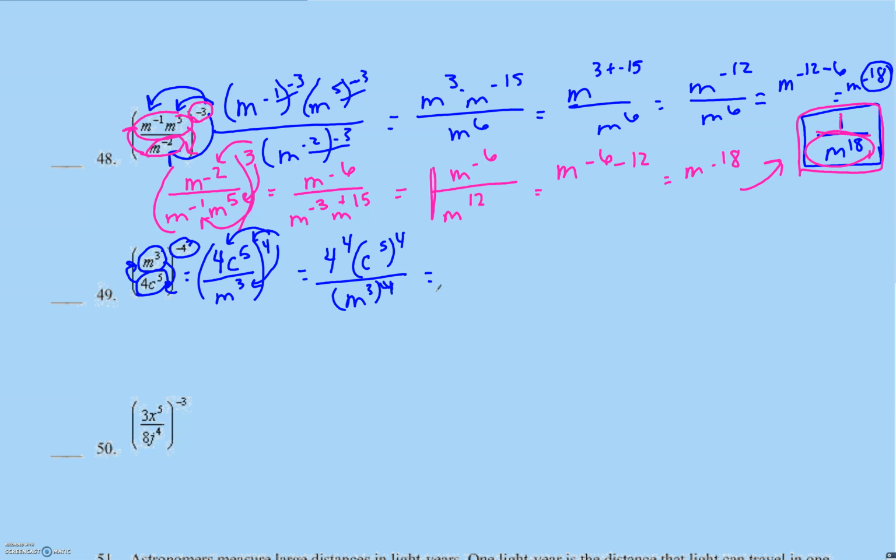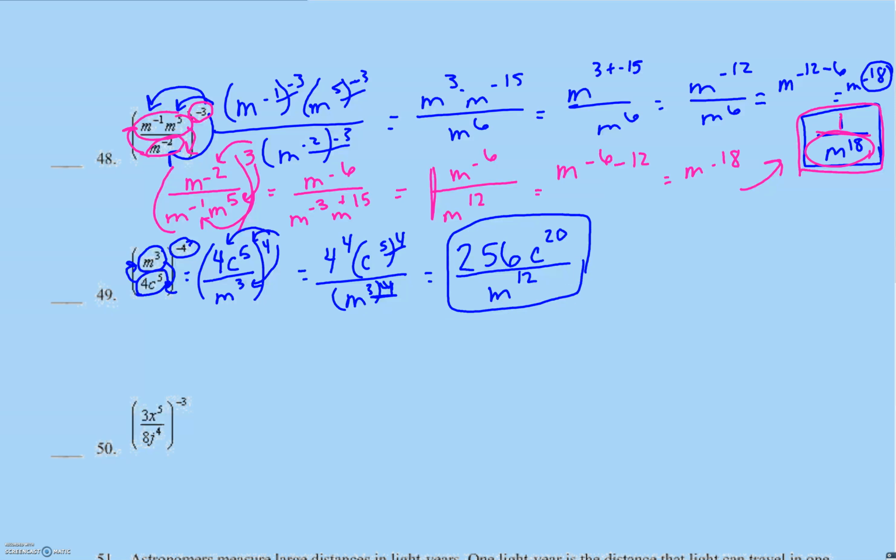4 to the fourth power is 256. Power to a power means I multiply those. 5 times 4 is 20. And power to a power means I'm going to multiply those. M raised to the 12th power.